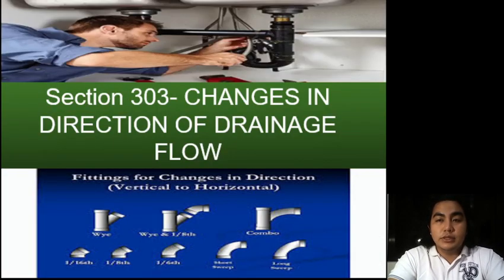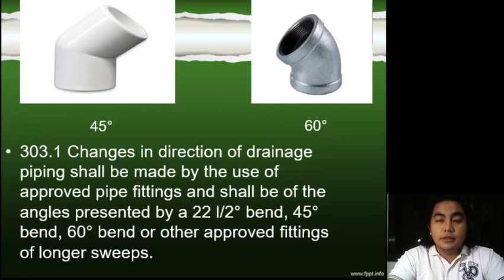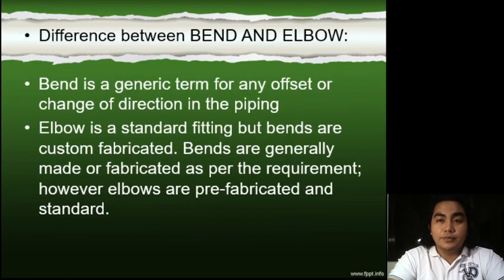Section 303, or changes in the direction of the drainage flow. 303.1, changes in direction of the drainage piping shall be made by the use of approved pipe fittings and shall be of the angles presented by 45-degree bend, 60-degree bend, or other approved fittings of longer sweeps. The image shown is the 45-degree elbow and 60-degree elbow.